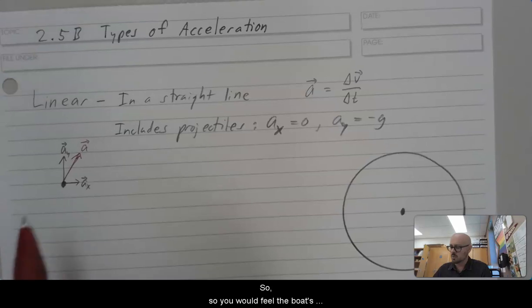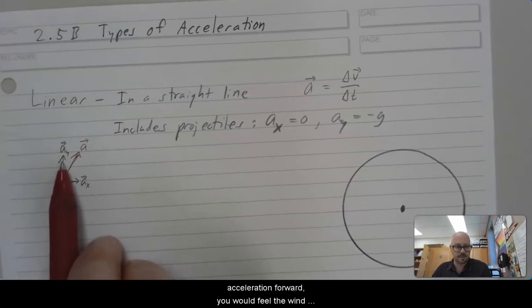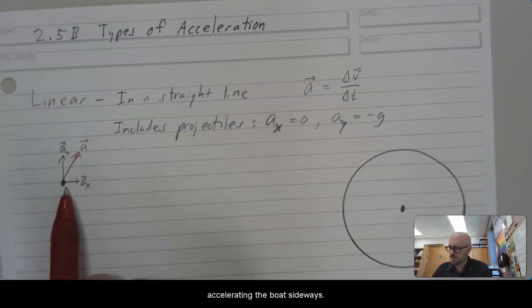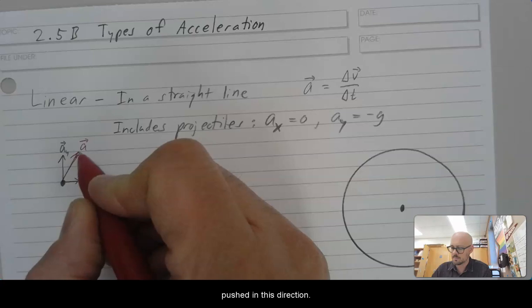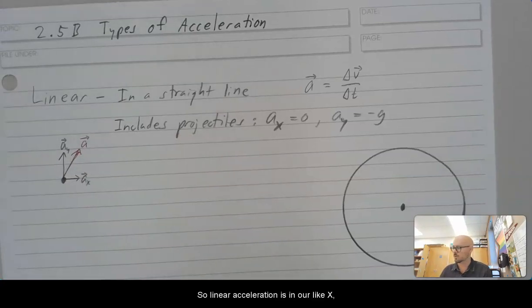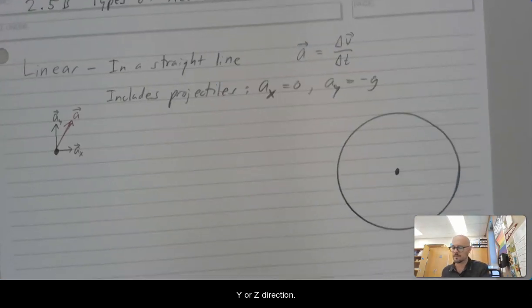So, you would feel the boat's acceleration forward, you would feel the wind accelerating the boat sideways, but really overall you would just feel the boat being pushed in this direction. So linear acceleration is in our x, y, or z direction.